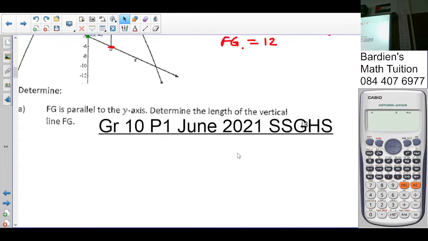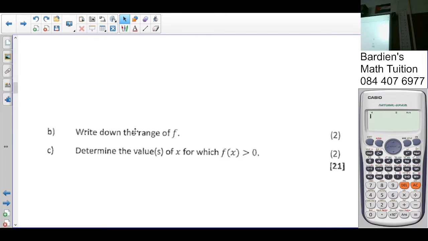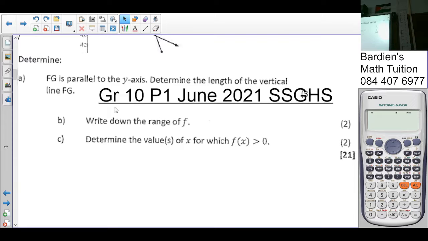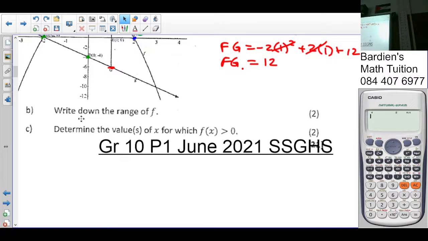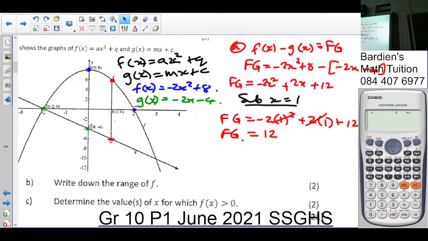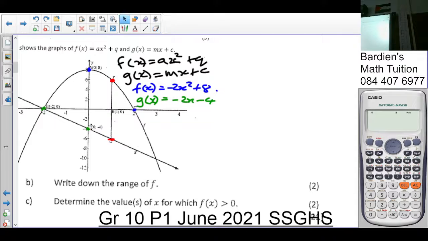The next question says to write down the range of f. So what do we know about the range? The range is all possible y values. And f is your parabola. So we read it from the most negative part. Does f exist at negative infinity? Yes. Where does it stop existing at? 8. So anything less than 8. So we say y must be less than or equal to 8.